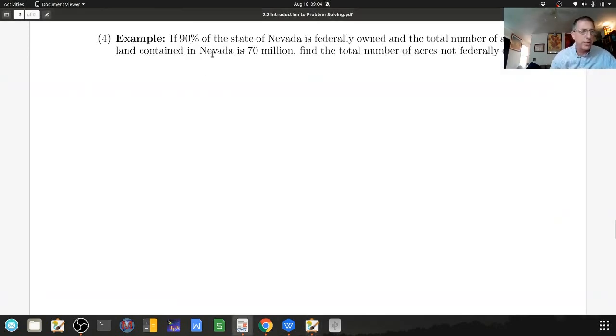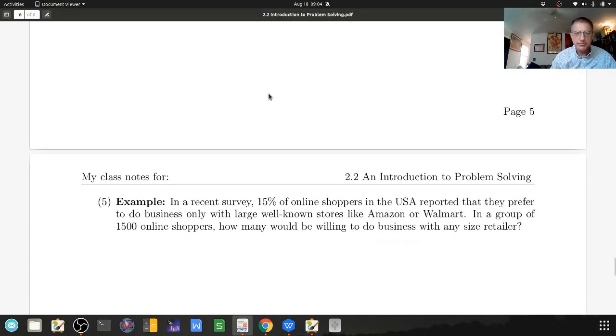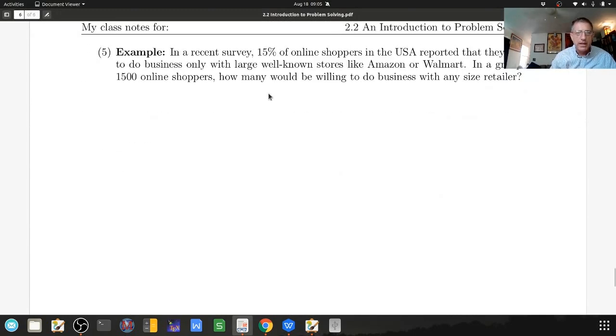Do we have one more example? Yeah. In a recent survey, 15% of online shoppers in the USA reported that they prefer to do business only with large, well-known stores like Amazon or Walmart. In a group of total 1,500 online shoppers, how many would be willing to do business with any size retailer? So we have a group of shoppers here.